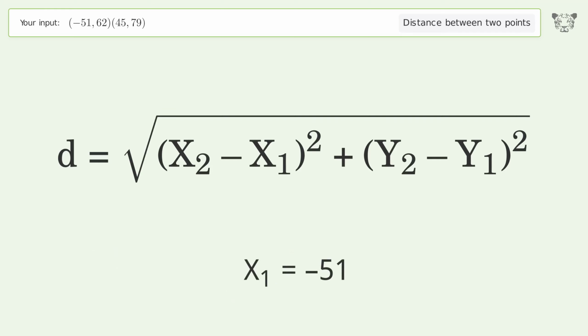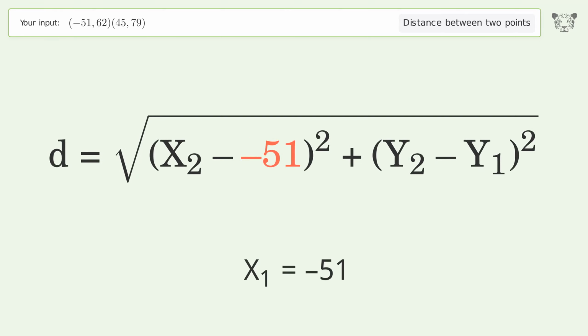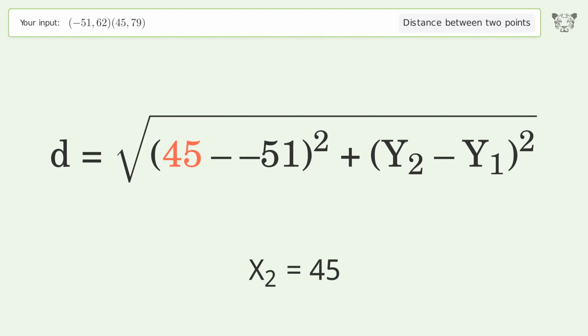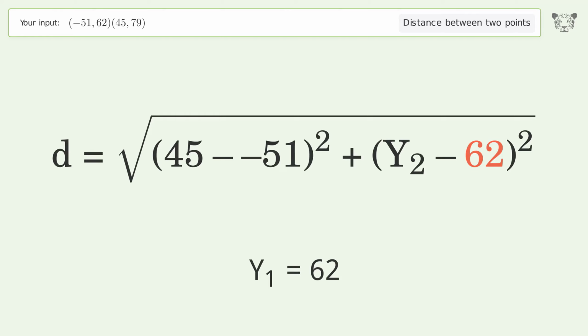x1 equals -51. x2 equals 45. y1 equals 62. y2 equals 79.